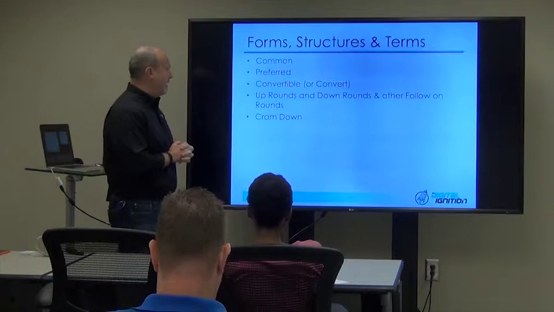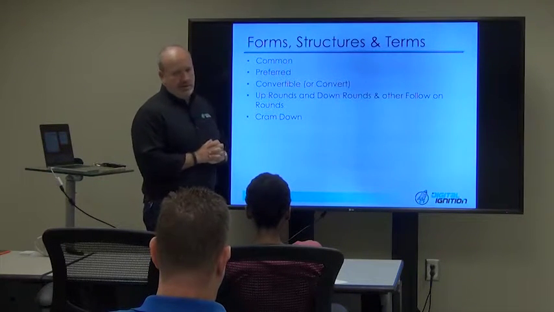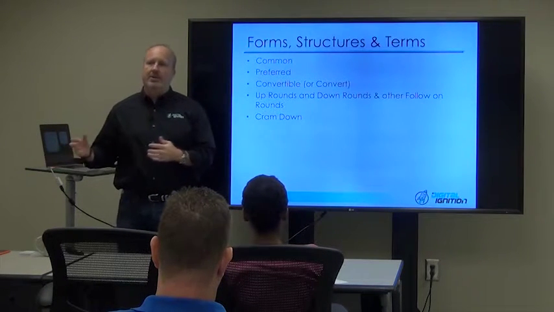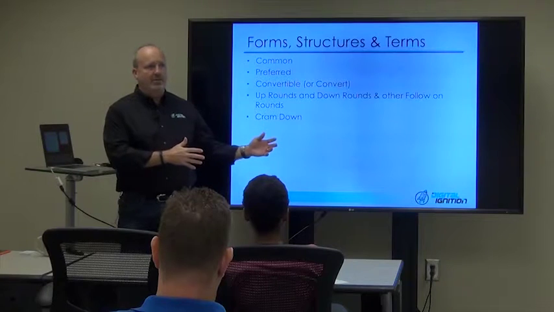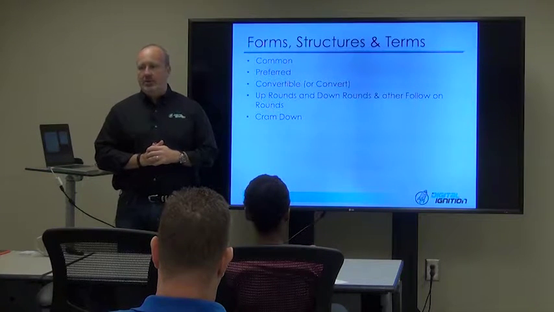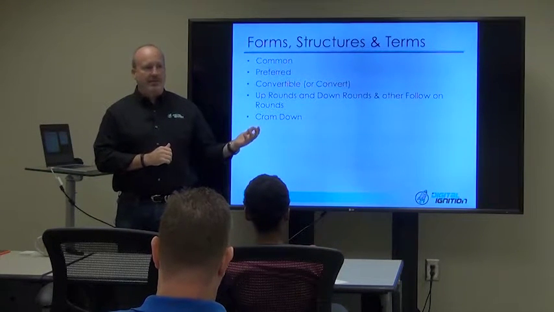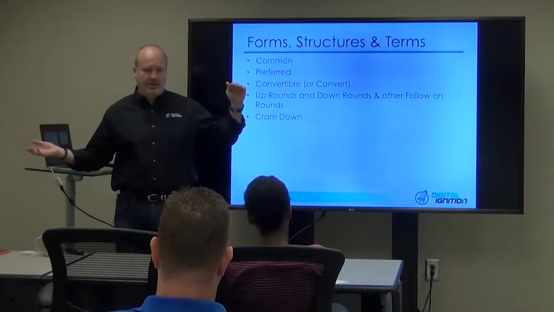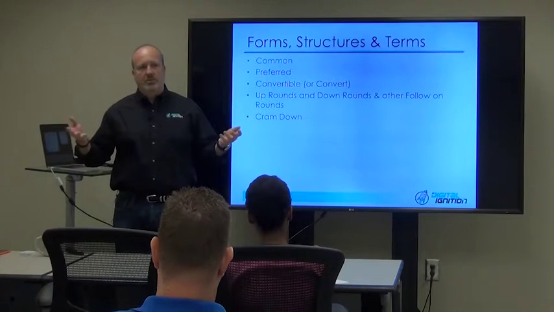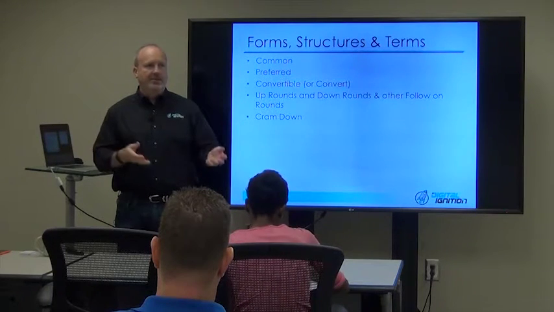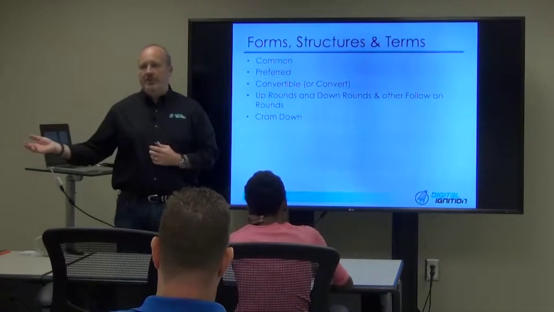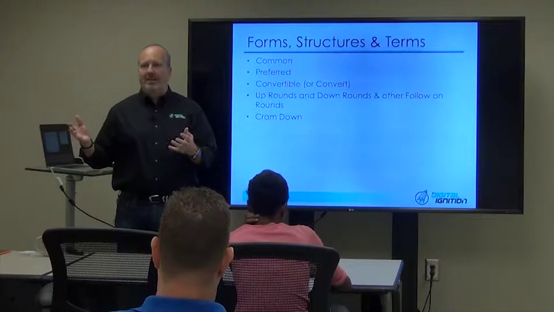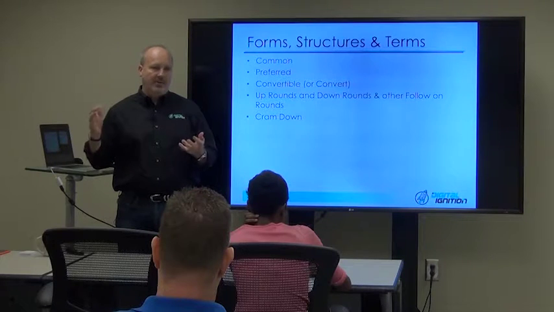Up rounds, down rounds, and follow-on rounds. Again, this is somewhat just to understand terminology. If you go down this path, you're more than likely going to raise additional rounds through time. And so the question becomes, is it an up round, meaning the valuation has increased from your previous round, or is it a down round? Take the scenario where the wealthy uncle gives you $1 million for 10% of your company. I don't care why they do it, that sets the value at $10 million.